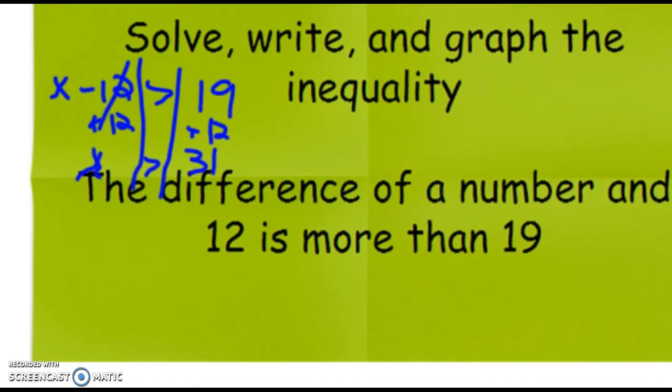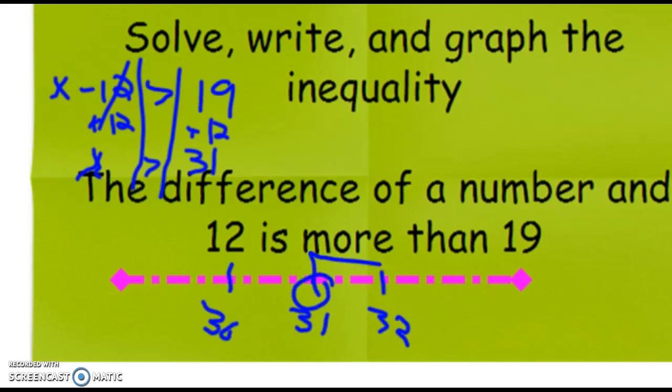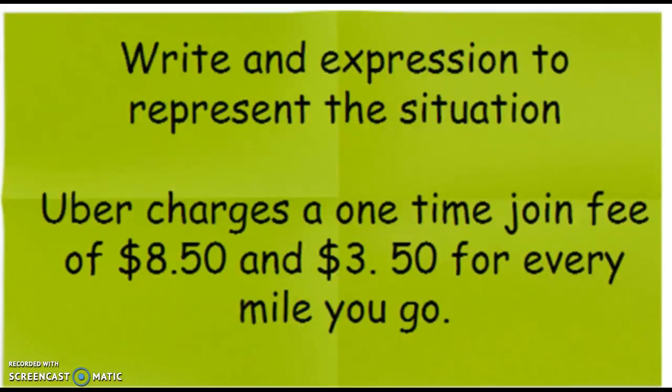So I'm going to make a graph of it. I'll make it down here. 31 is going to be in the middle, 32, and then 30. And that's going to be an open dot that goes to the right side because I want all the numbers that are greater than. All right, next one says to write an expression.